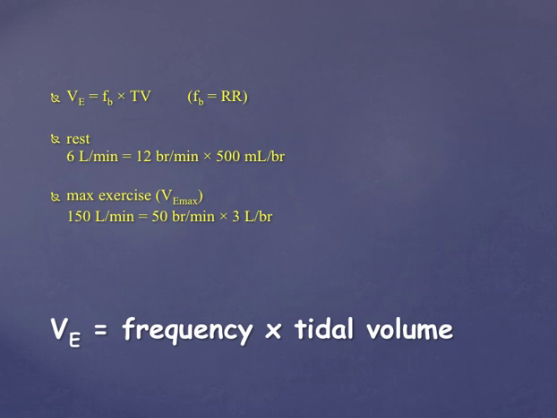Now clearly, if you're a young woman with a mass of 50 kilos and a height of 1.5 meters, your maximal minute ventilation might only be 100 liters per minute. Whereas if you are a 110 kilogram man who stands 1.90 meters, your value could easily be 200 liters per minute. So very much dependent upon size.